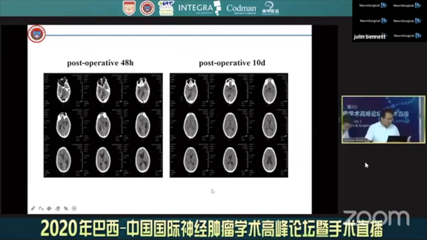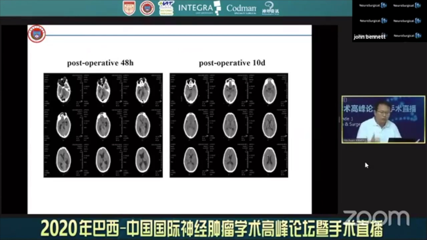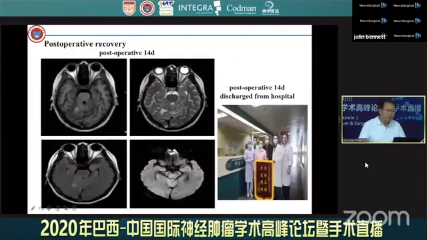So what's the trouble? What's the problem? So we quickly did some crisis therapies, including tracheotomy and external ventricular drainage, and we saved the life of the patient. This is a photo at 10 days. Okay. So post-operation two weeks, the patient was discharged. But it's not good. I think it's a delayed recovery.